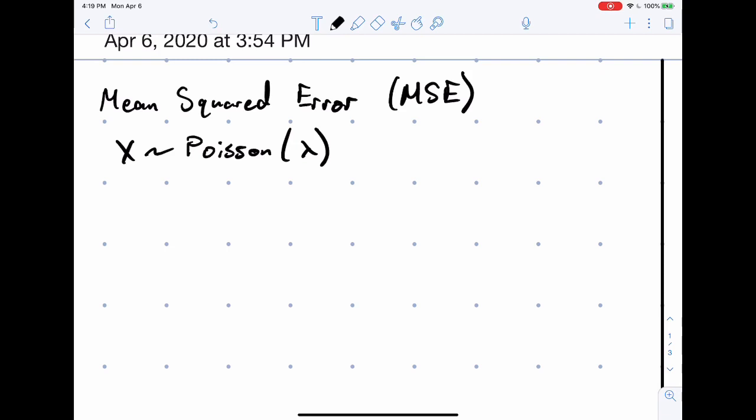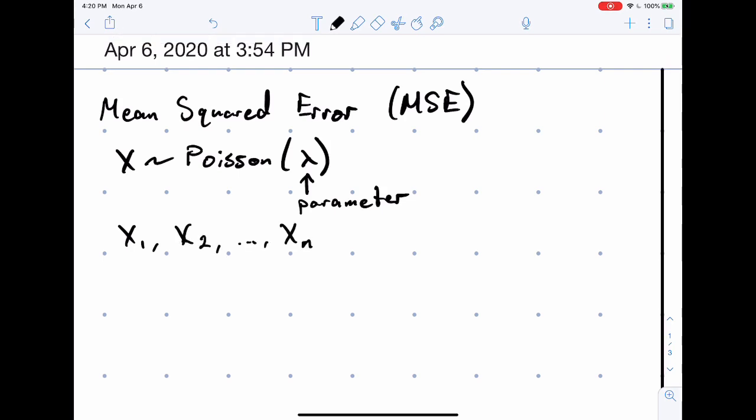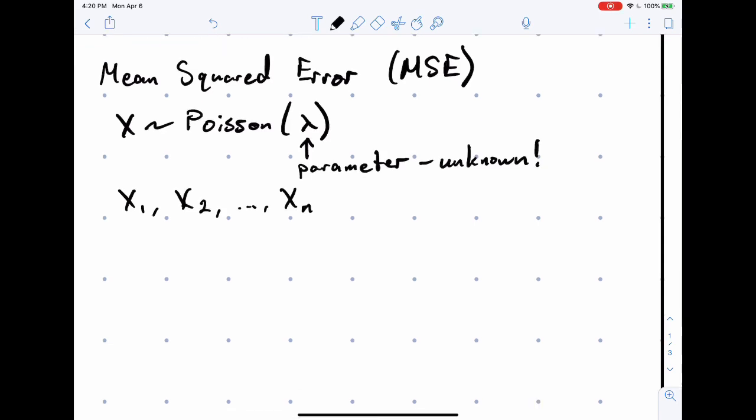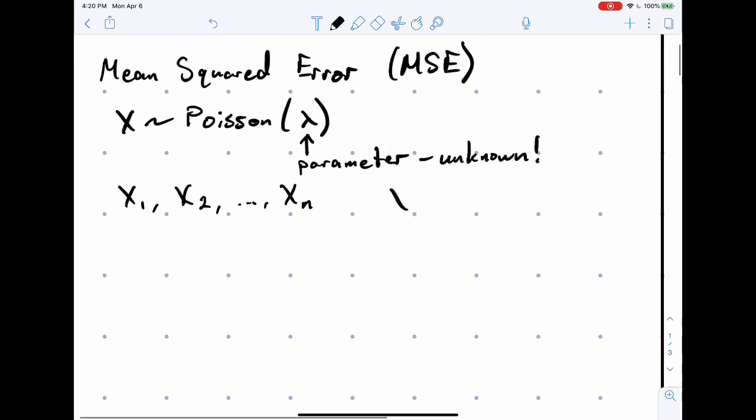We talk about these and we don't know what the actual parameters are. So here, this lambda is a parameter, but we don't know what it is in reality when all we see is X1, X2, random data that comes out of this distribution that we use. So this parameter is unknown. Therefore, we have to estimate it with something like lambda hat.